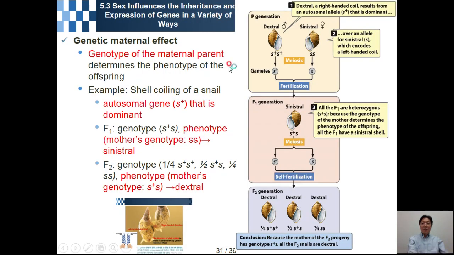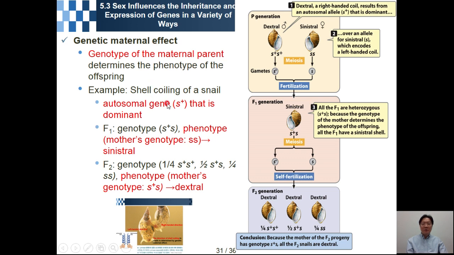In this slide, we will see the genetic maternal effect. In the first slide of this chapter, we learned about the shell coiling of a snail. Some of them are left-handed, some are right-handed. But the maternal effect means that the genotype of the maternal parent determines the phenotype of the offspring. And the phenotype of shell coiling in snails is determined by the genetic maternal effect.